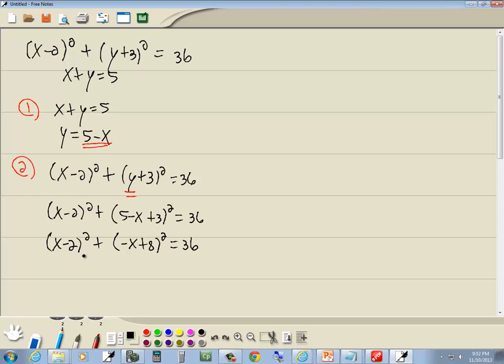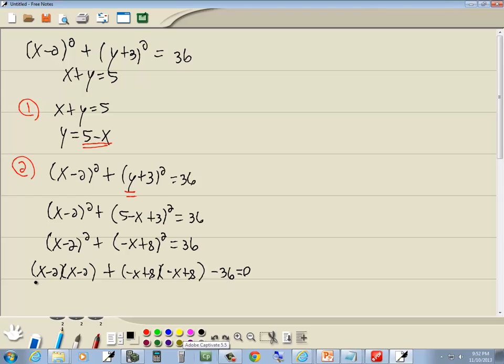Now, as weird as it seems, we're going to get rid of parentheses, combine like terms, hopefully factor, so forth. (x − 2)² is (x − 2)(x − 2). (−x + 8)² is (−x + 8)(−x + 8). And I'm going to go ahead and bring that 36 to the left side because I know I'm going to need it over there eventually. When I took 36 over, it became a negative 36.